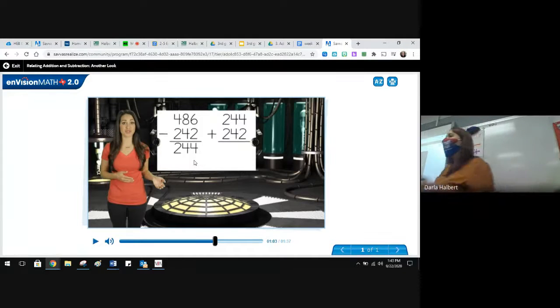I'm going to say that again. Ready? Inverse operation? No, you were supposed to say read it backwards. Inverse operation? Read it backwards. There you go. 244 plus 242 should equal 486. Do you understand what I mean when I say read it backwards? We're going from the bottom to the top. Okay, and that's what we're going to write right here. 244 plus 242. And our answer should be this top number.